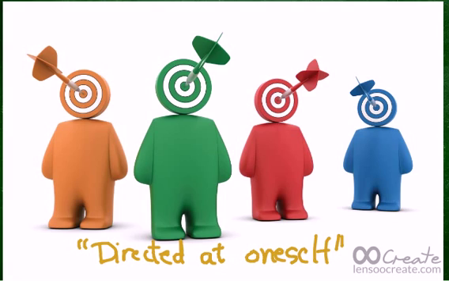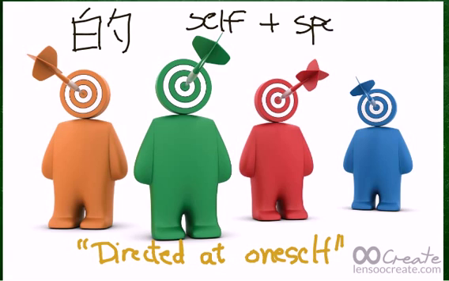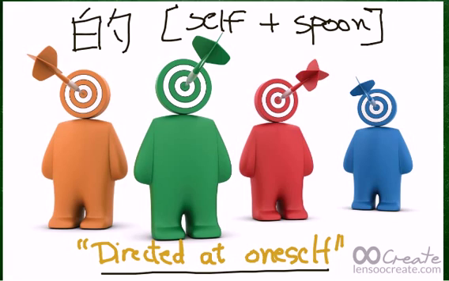Now, I want to make it clear that, in essence, this is the definition of the character. We're going to put them together. So you have self plus spoon. And again, what does that even mean? But the essence of the character is about directing oneself. Because we said already that it means something that you already have, something that's yours, meaning the possessive aspect, the adjective, and then a target.